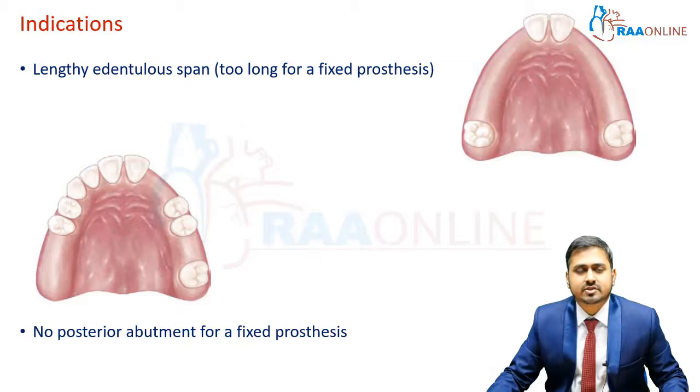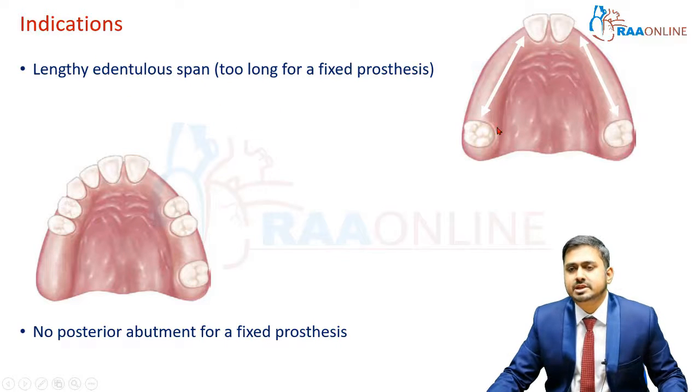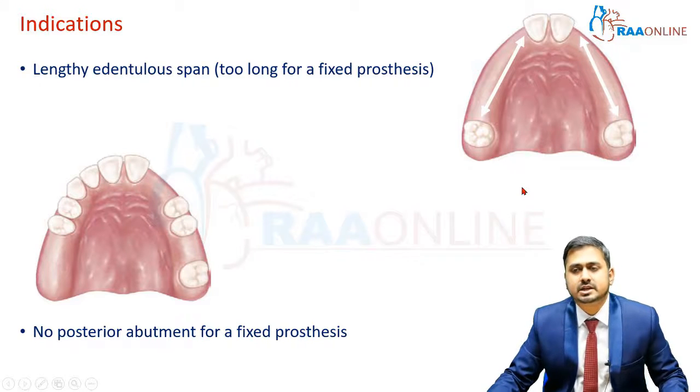With the idea of the different types of RPD, we move on to the clinical scenarios which will indicate a removable partial denture as a treatment option. We start off with a lengthy edentulous span. As you can see in the image, there are multiple teeth missing in the same region, and the edentulous span is very lengthy, and the remaining natural teeth will not be able to provide adequate support if a fixed partial denture is planned. So, in these scenarios, a removable partial denture will be an ideal treatment option.